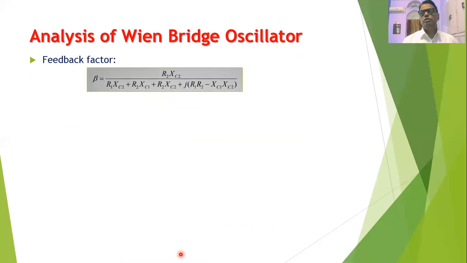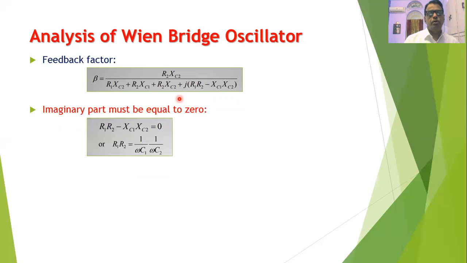Therefore, we can rewrite this feedback factor beta as R2 XC2 divided by R1 XC2 plus R2 XC1 plus R2 XC2 plus j in the bracket R1 R2 minus XC1 into XC2. Now we know that we want the loop gain to be real, and whenever we want the loop gain to be real, the imaginary part in the expression for beta must be equal to zero. Therefore we equate the imaginary part to zero: R1 R2 minus XC1 into XC2 is equal to zero. And therefore we can rewrite this as R1 into R2 equal to 1 upon omega C1 into 1 upon omega C2.